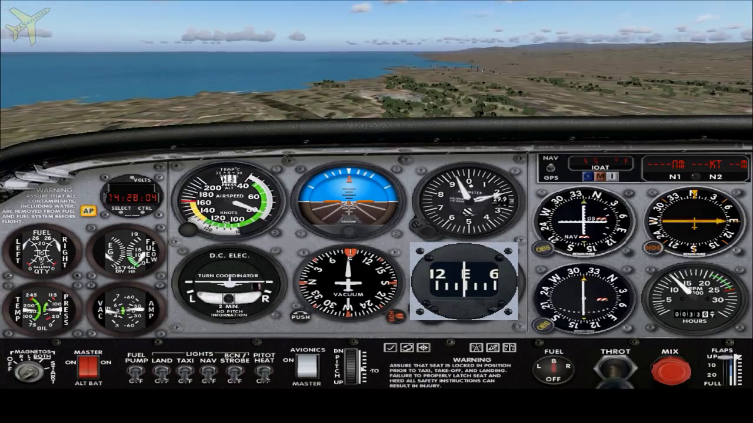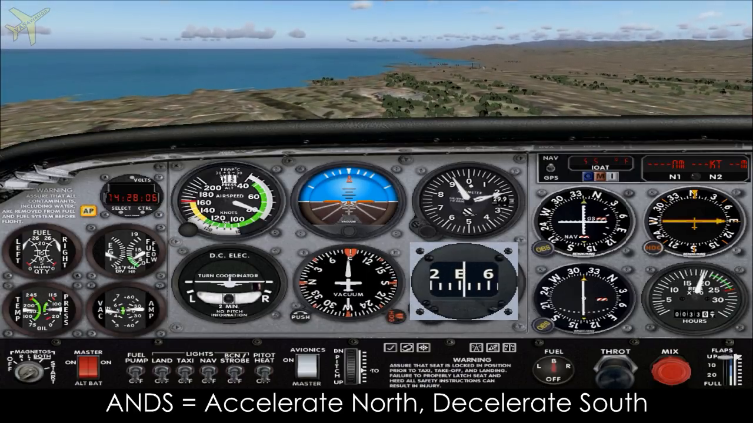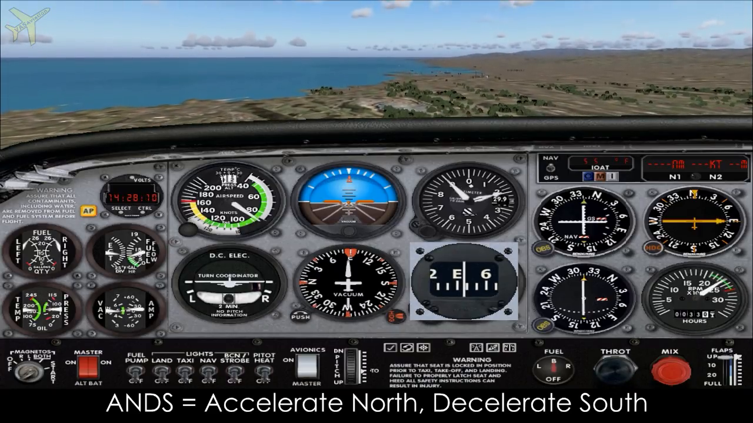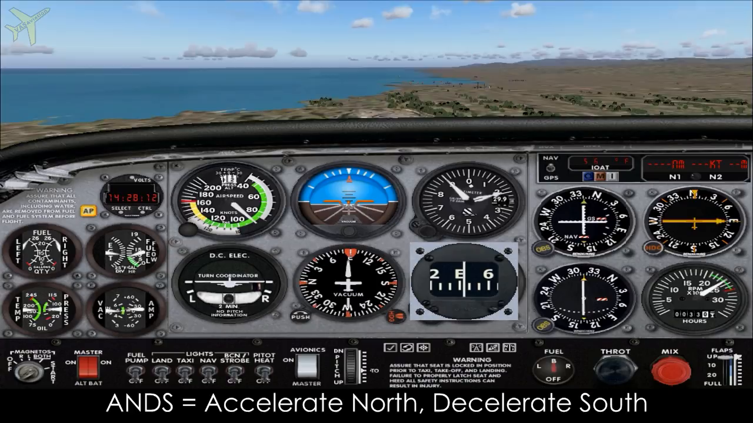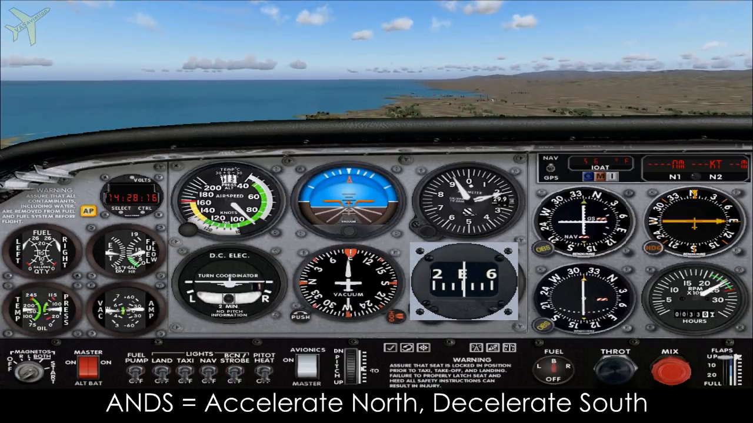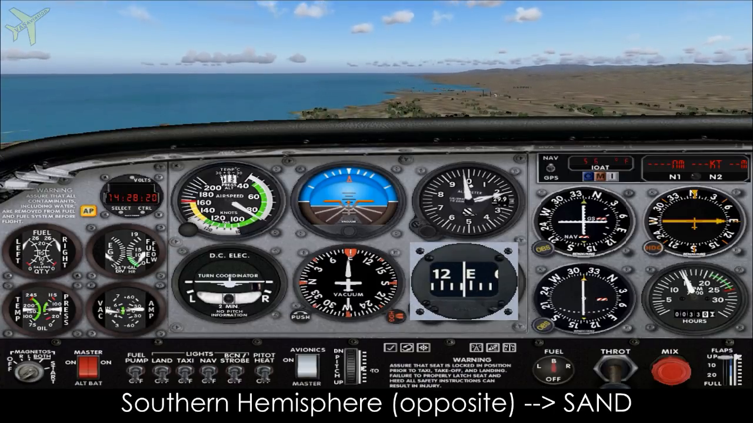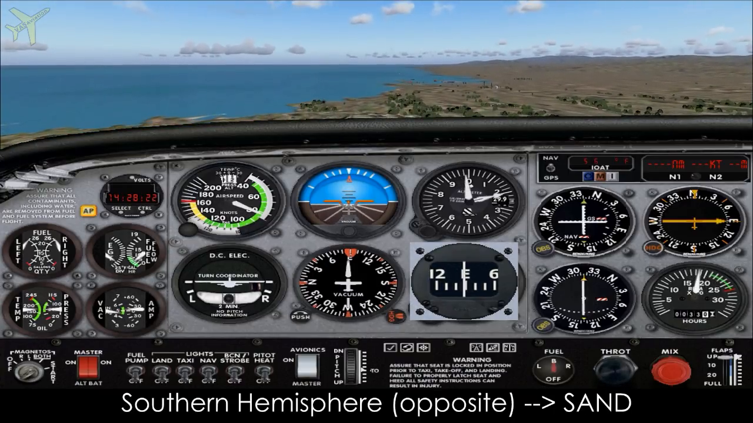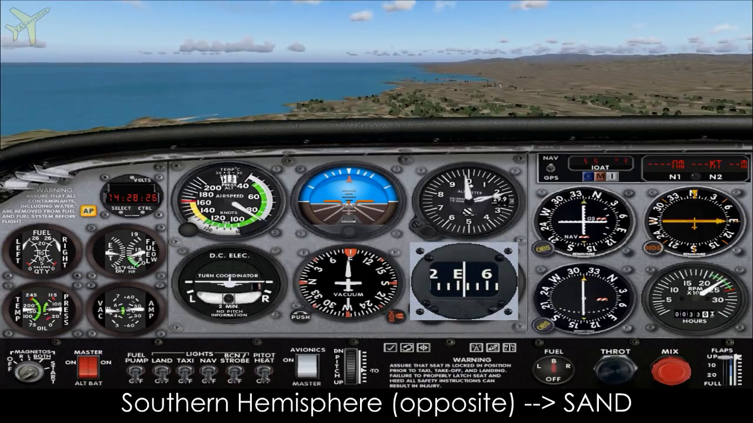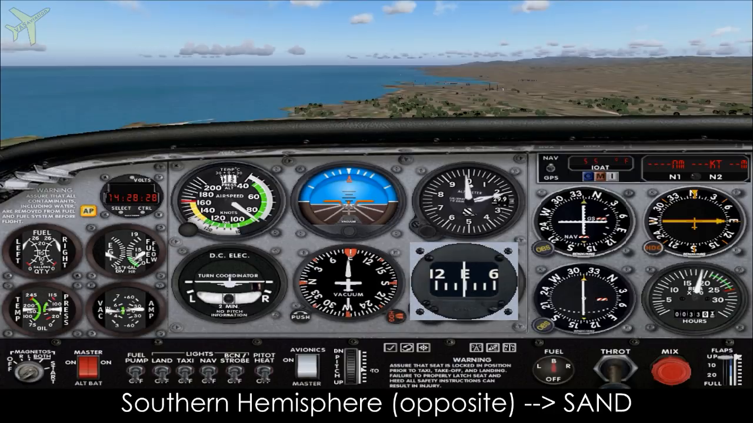A good mnemonic to remember this error is the ANDS, A-N-D-S, which stands for accelerate north, decelerate south. Remember, this is applicable flying in the northern hemisphere. A good mnemonic for southern hemisphere is SAND, S-A-N-D, which stands for south accelerates, north decelerates.